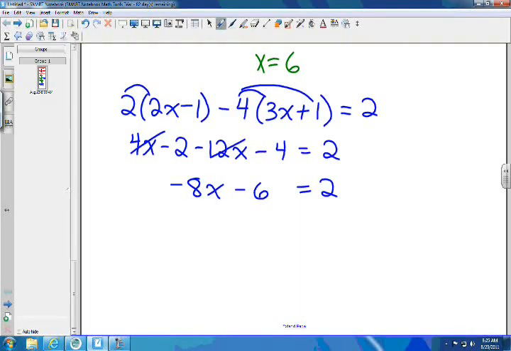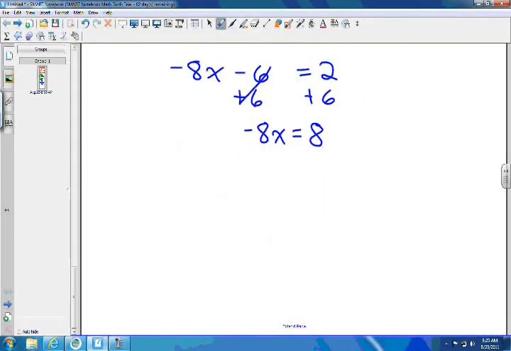So what do we do now? Add the 6. So negative 8x equals 8, and lastly, divide off the negative 8 to get x by itself.